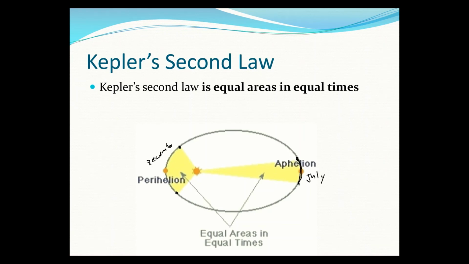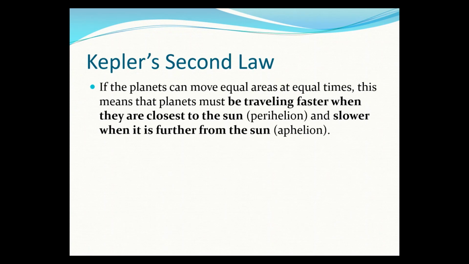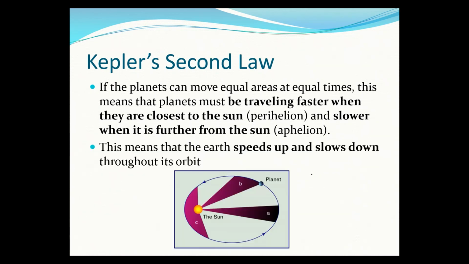So this is how far we move in July, and this is how far we move in December. And if we took this area and we took this area, they'd be equal areas. But the more important part of that is, well, if we move this distance in 1 month and we move this distance in 1 month, well, it must be going faster in the winter and slower in the summer. So if planets can move equal areas in equal times, this means that the planets must be traveling faster when they are closest to the sun and slower when they're further away from the sun. This means that the Earth speeds up and slows down throughout its orbit. So that was the important part. Closer you are to the sun, faster you're going.